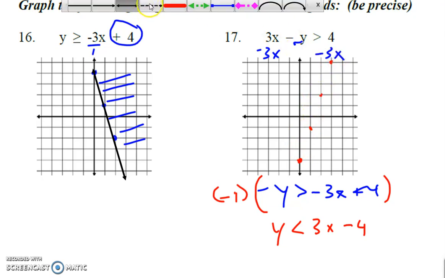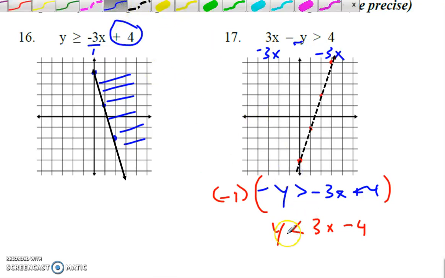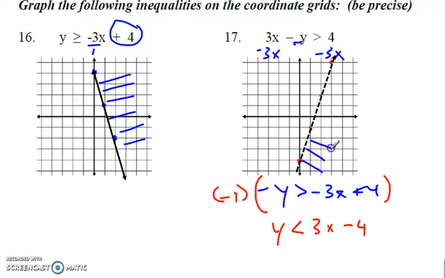And then I'm going to graph this. Now this is a dotted line, because this is a less than. Dotted line. There we go. Make sure that goes through this point. Be precise when you are graphing. And this is less than, so it's going to be below the line. Again, we can plug in a point. We can pick the origin, put in 0 in here. Is 0 less than 3 times 0 minus 4? Is 0 less than -4? No, 0 is not less than -4, so that is not part of the solution.